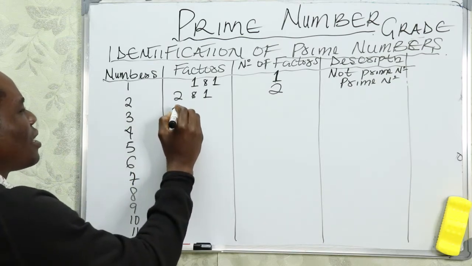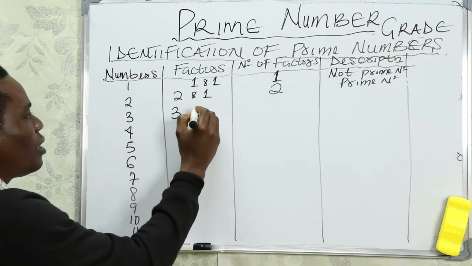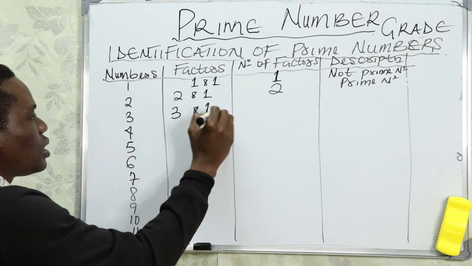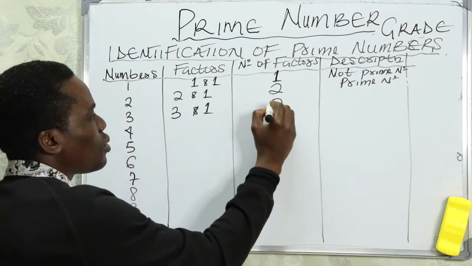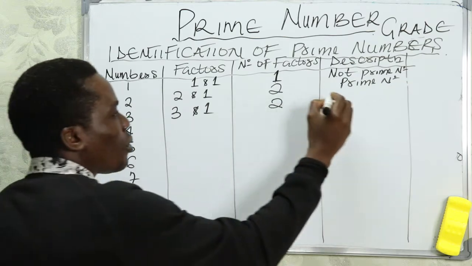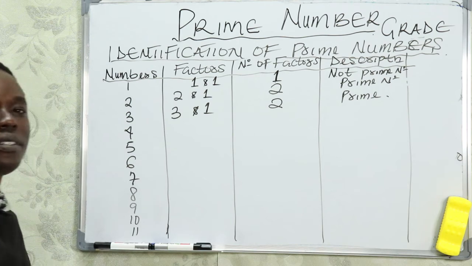Now let's look at number 3. Number 3 can be divided by itself to give us 1, and by 1. 3 divided by 1 is 3. So that means it has 2 factors. And as such, it is a prime number.